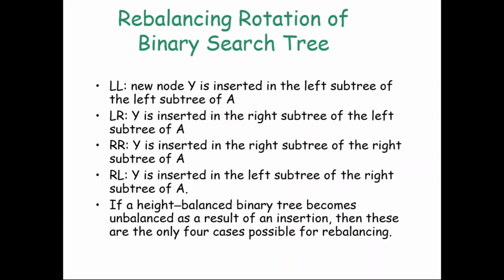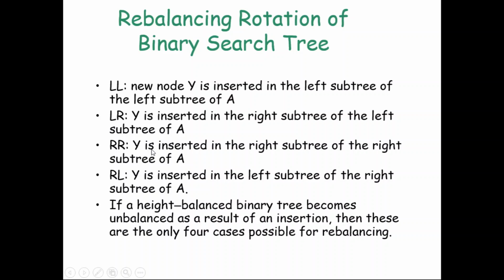We have discussed an example case in the last lecture. These are the four possible cases for unbalancing and how to rebalance. LL means the new node Y is inserted in the left subtree of the left subtree of A. A is the one which got unbalanced. Then you have to perform a right rotation. LR means the new node is inserted in the right subtree of the left subtree of A. A is the one which got unbalanced. Then we have to perform two rotations, a left and a right rotation.